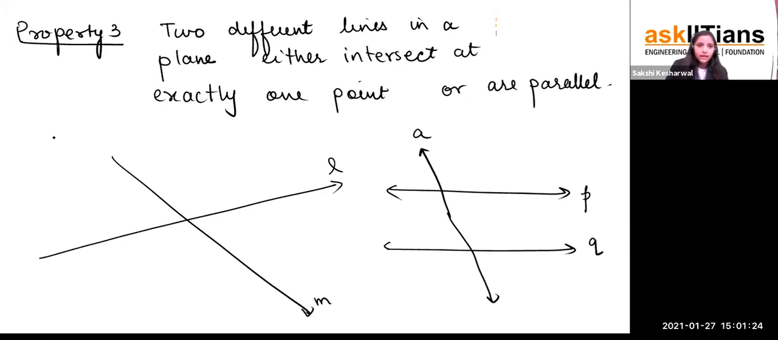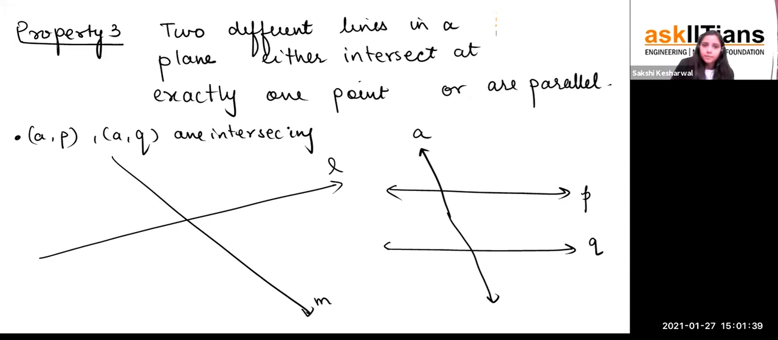So can I say over here, I'm just writing that A and P, and A and Q, are intersecting? Yes or no? Are intersecting, right? And we can say that P and Q are parallel. Yes or no? You can draw a line like this also. So there are various ways you can draw a line, right?